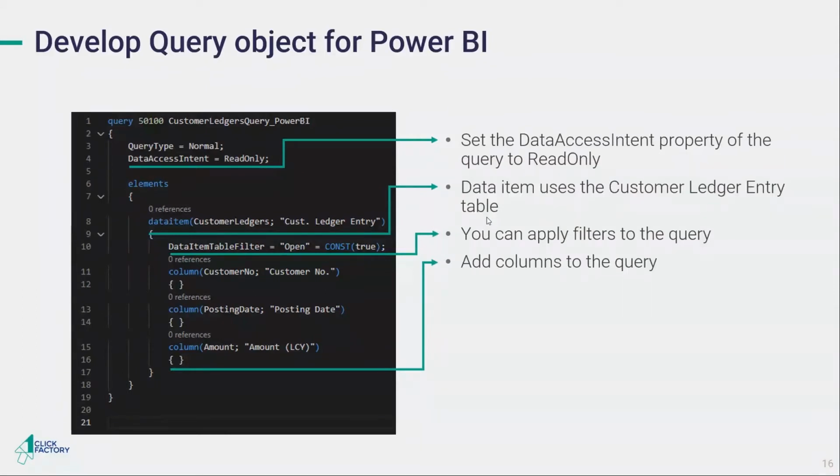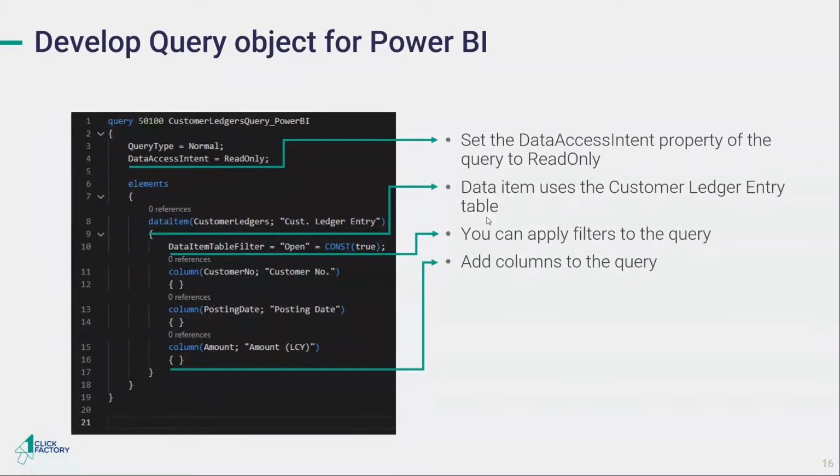I think it's quite an important and interesting concept that you can use the data access intent property. And when that access intent is set to read only, basically the services try to utilize read only replicas of the data that are provided out of the box by Business Central when you're on SaaS, of course. So this should help.